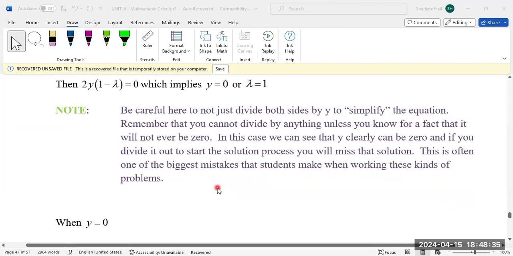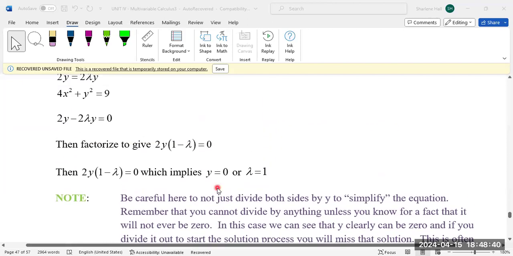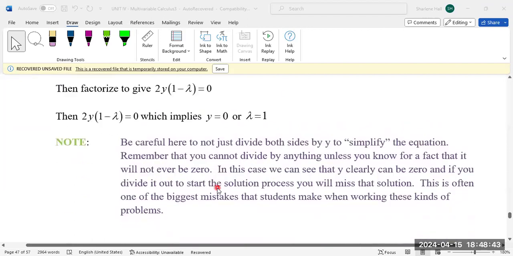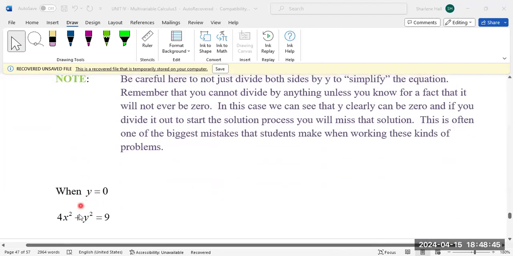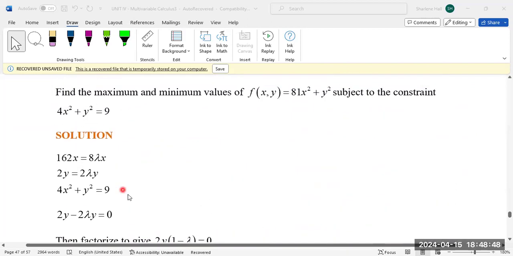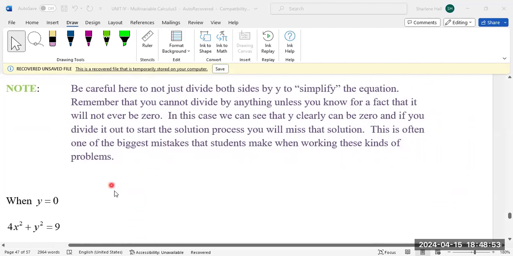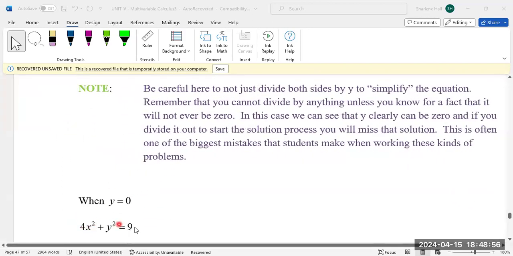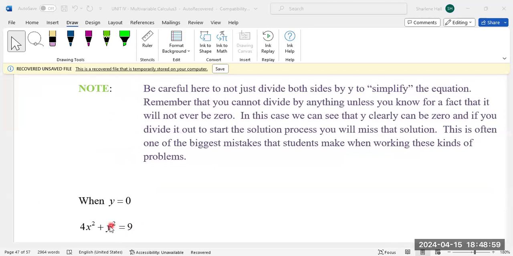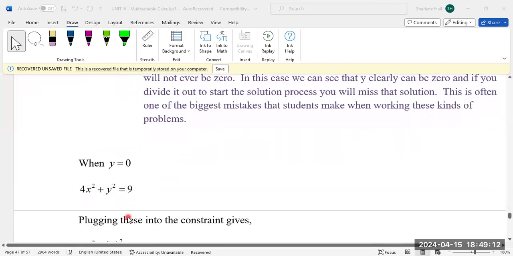Similarly, we're going to look now at when y equals 0. Remember, when we get the values of these, we're substituting into the constraint. So when y is equal to 0, we're going to end up with 4x squared equals 9, because y is equal to 0. Now when 4x squared is equal to 9, I can divide both sides by 4. So we have x squared equals 9 over 4.